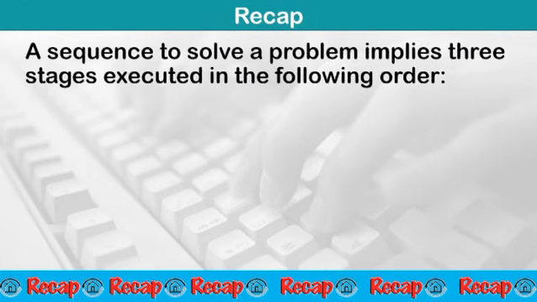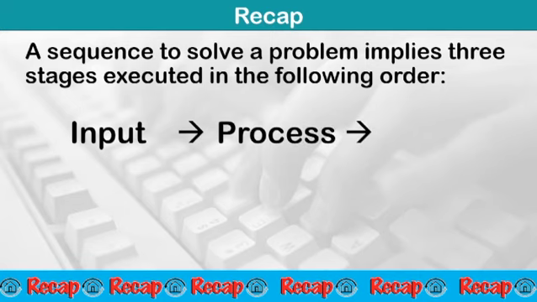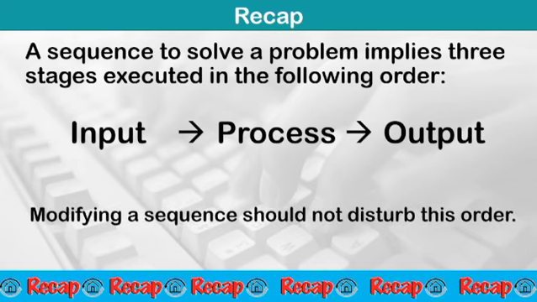A sequence to solve a problem implies three stages in the following order. First, input, followed by process, followed by output. Modifying a sequence should not disturb this order. With a recap, we come to the end of this lesson on designing flowcharts using sequence.